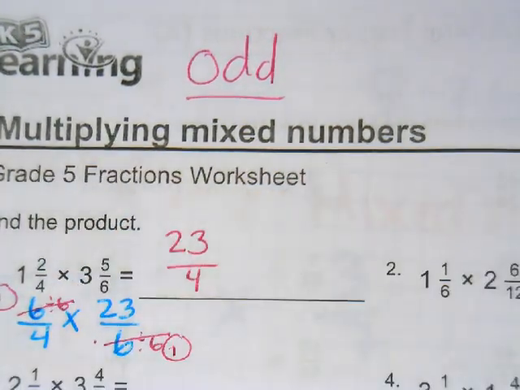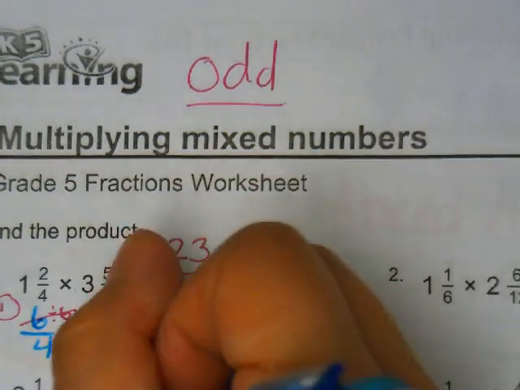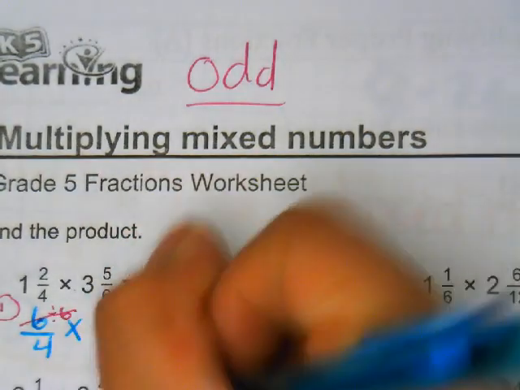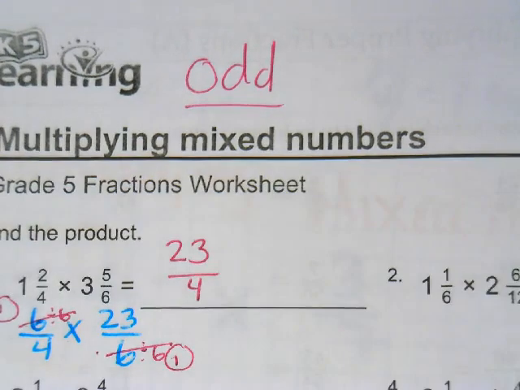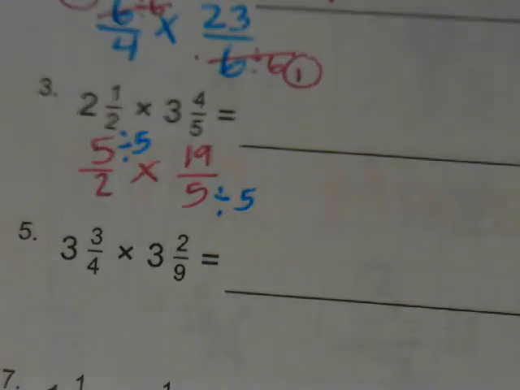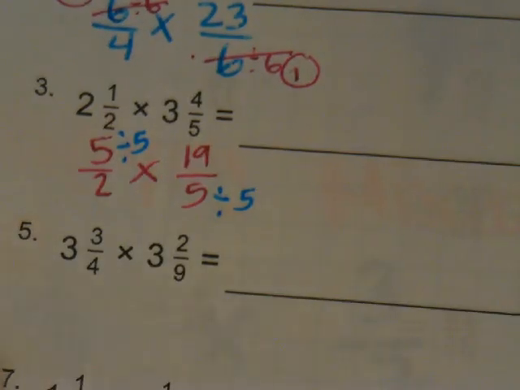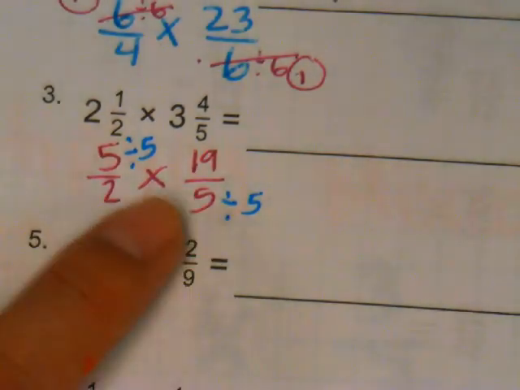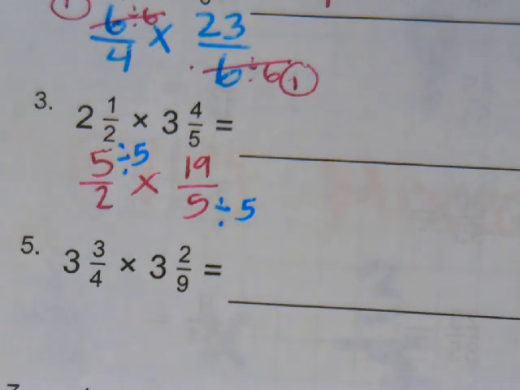Oh, this is so easy. I wonder if they did that on purpose. So once you turn them into improper fractions, you see that they both have a 5. So divide by 5 on both.